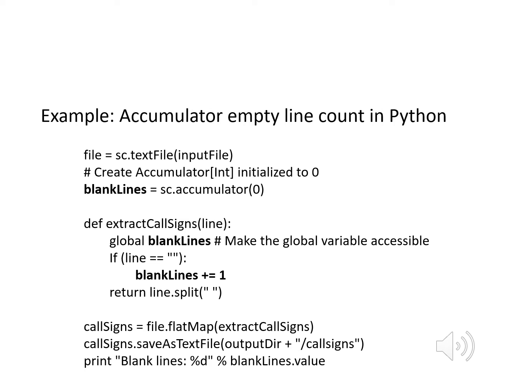And in this call signs RDD, it's using a transformation flat map and applying the function extract call signs on the file RDD. When this transformation is called, it will apply this extract call signs function on each line of the file RDD, and that will increment these blank lines.